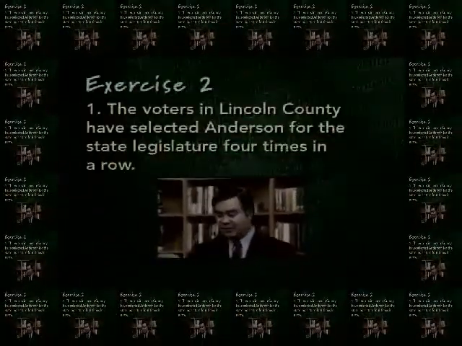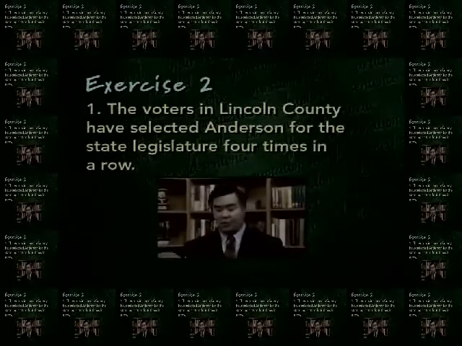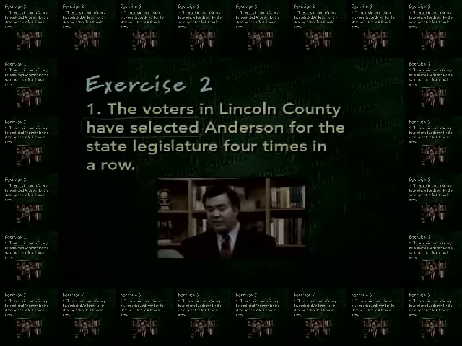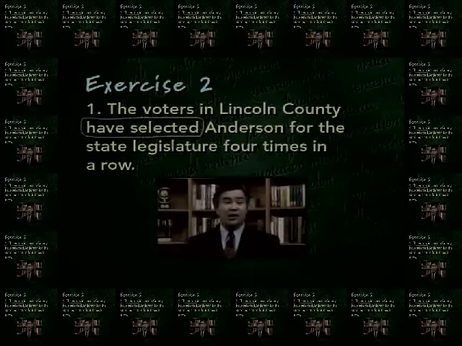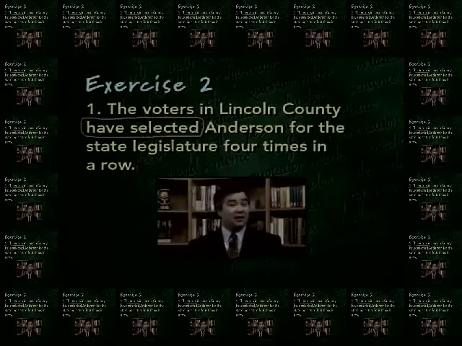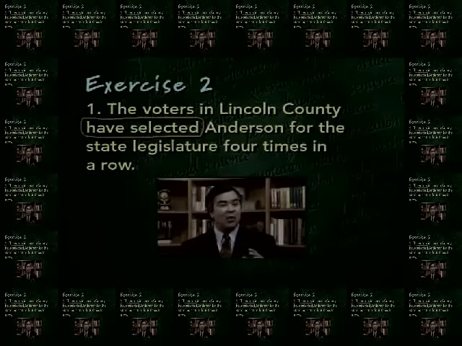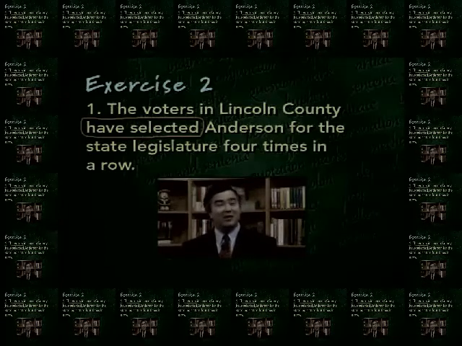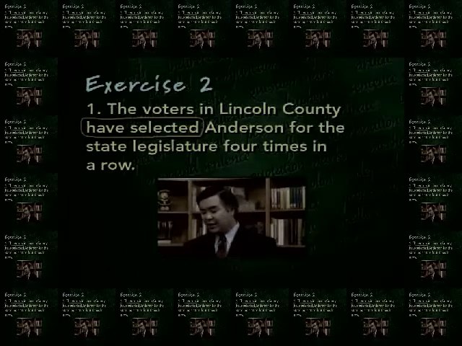Let's begin. The voters in Lincoln County have selected Anderson for the state legislature 4 times in a row. Let's begin by finding the verb in this sentence. The verb is have selected. Remember that some verbs contain more than one word, in which case we refer to it as a verb phrase. In this sentence, have selected is the verb phrase, which gives the action to the sentence. What is the subject of the verb have selected? That is, who or what is doing the selecting? The answer is the voters.